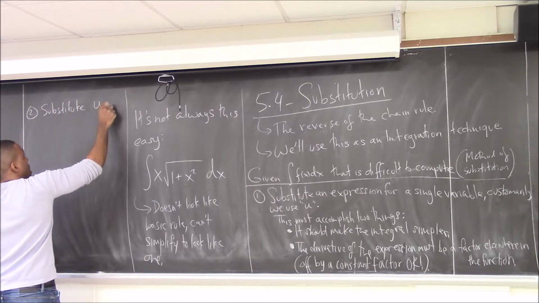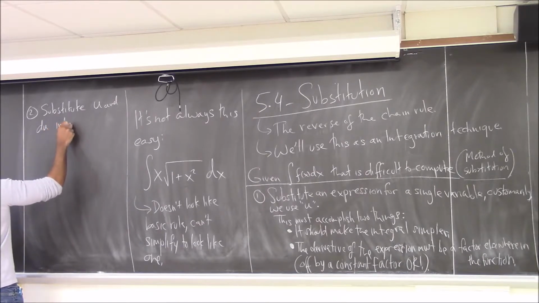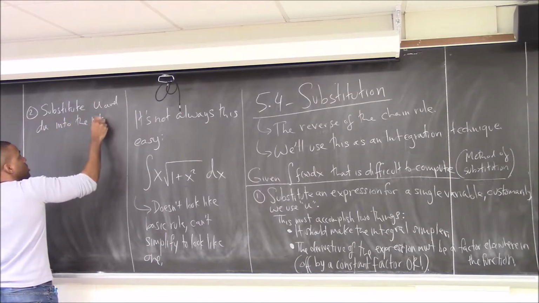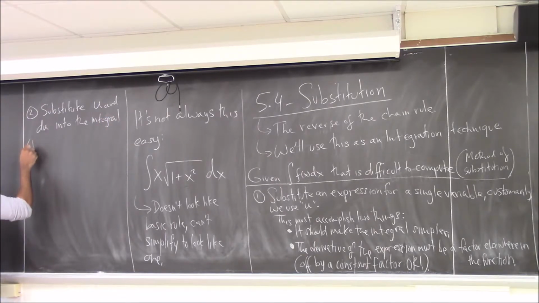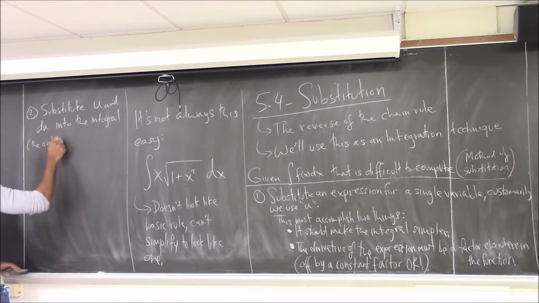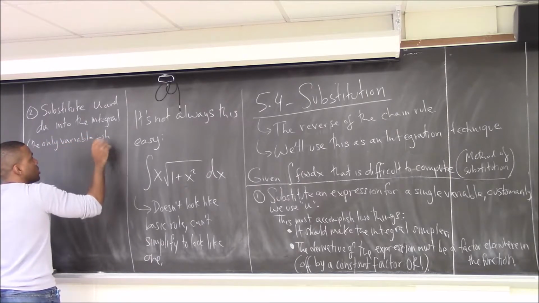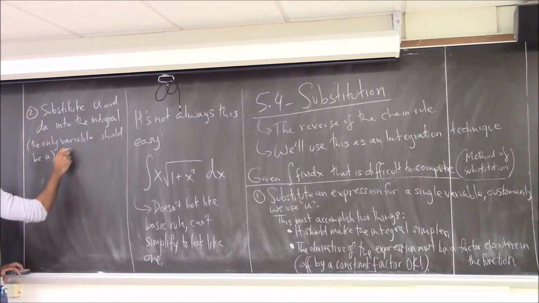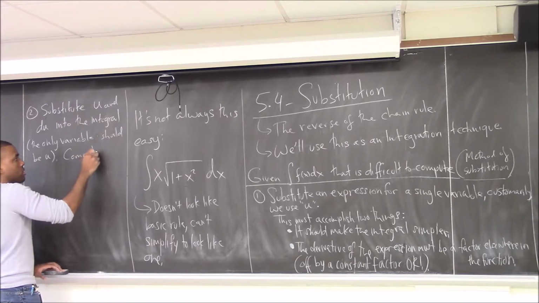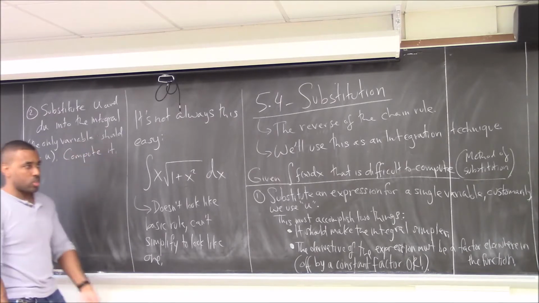Substitute u and du. This is the derivative of u into the integral. You're doing a change of variables, so the only variables should be u. And basically now you compute the integral. Why? Because at this point the integral would be a lot simpler.